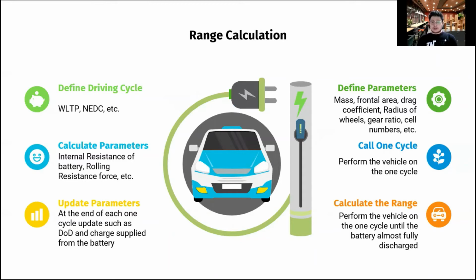Therefore, this range calculation code jumps to the one cycle code, which I'm going to talk about in the next slide. At the end of each loop, this code updates some of the parameters, such as depth of discharge, which is the consumed energy in the battery. If this energy exceeds 90%, the system stops due to some safety issues. In other words, the range calculation is over.